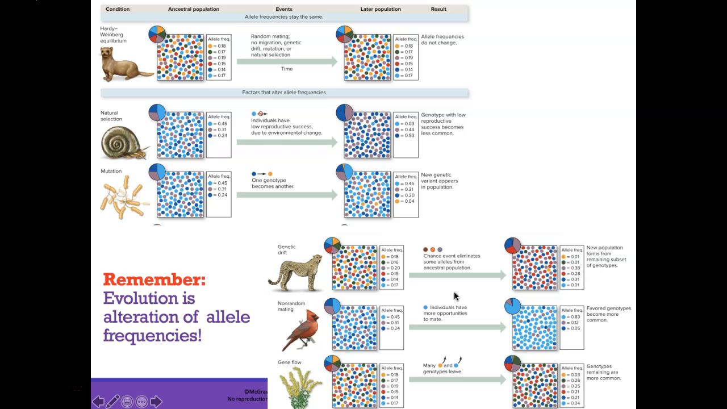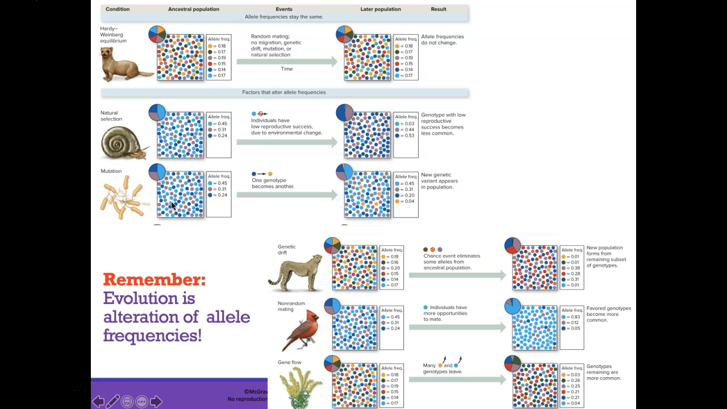So these images depict each of those means of evolution. So in natural selection, we say that one type of allele is more adaptive, is more fit than others, right? So individuals that are in light blue have low reproductive success just due to the environment. So that means that over time, over generations, you're going to have more of these dark blue alleles. The genotype with low reproductive success would become less common, and the allele frequencies would change.